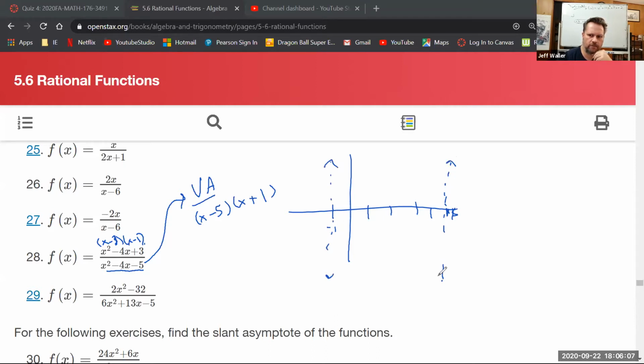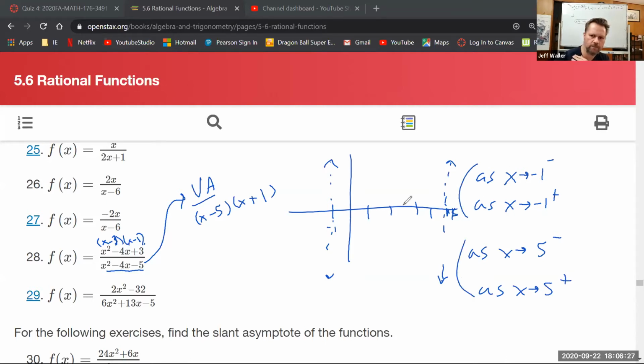So there's my vertical asymptotes. So you're just going to have to have, as x goes to -1 from below, as x goes to -1 from above, as x goes to 5 from below, as x goes to 5 from above, a pairing for each one, because you can attack it from both sides.